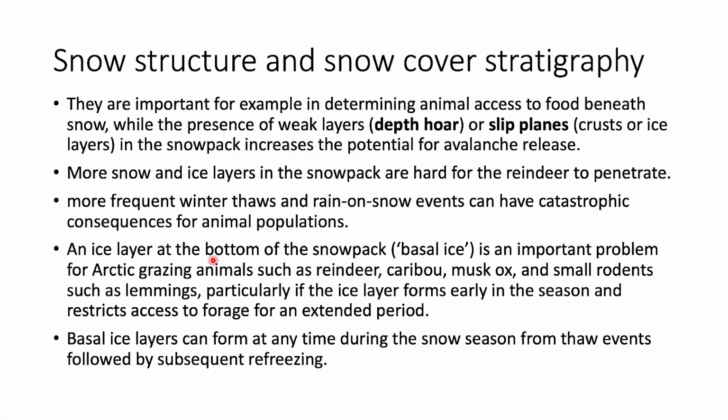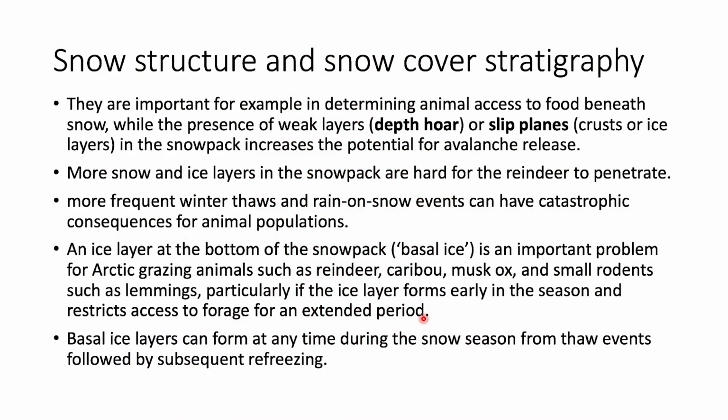An ice layer at the bottom of the snowpack, called basal ice, is an important problem for Arctic grazing animals, because if the ice layer forms early in the season, it restricts access to forage for an extended period. So precipitation leads to a problem, and if the ice forms much earlier when the season starts, that is also going to be a big problem for many grazing animals, because now the food is no longer available, it is covered with ice.